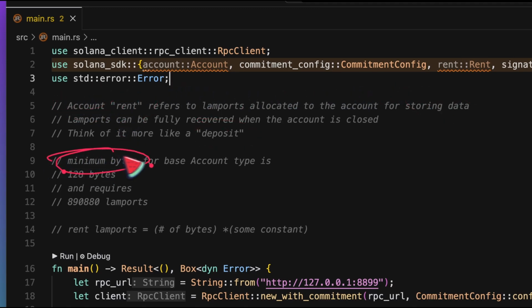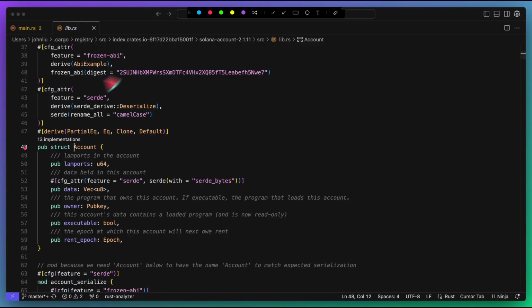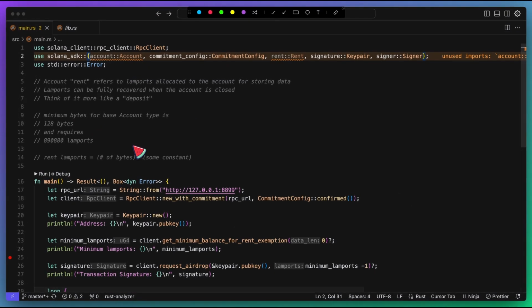Now, the minimum amount of bytes for the base account type is 128 bytes and requires 890,000 lamports. And when I say base account type, what I mean is the account type here, this base type required for every account on Solana, where this data field is at 0 bytes, requires 128 bytes and this many lamports. Now, the way to think about how rent lamport is calculated is effectively just the number of bytes you need to allocate times some constant.